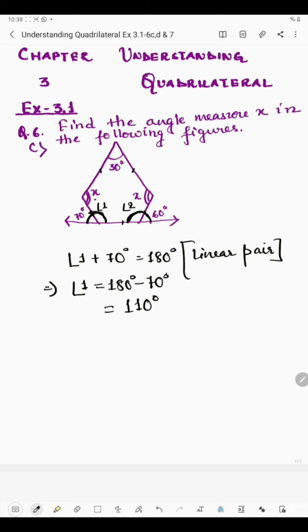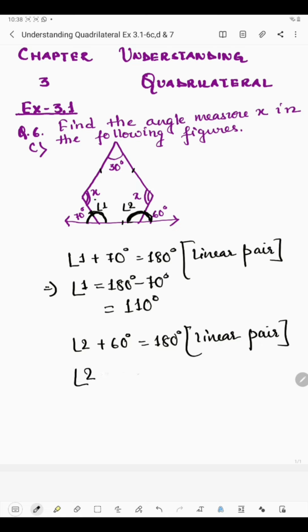Now similarly we will have to find the value of angle 2. So here again these two angles make 180 degree because it is forming a straight line. So angle 2 plus 60 degree is 180 degree, as these are a linear pair. So the value of angle 2 will be 180 degree minus 60 degree. So 0 minus 0, 0, so 8 minus 6 is 2 and 1. So it's 120 degree.